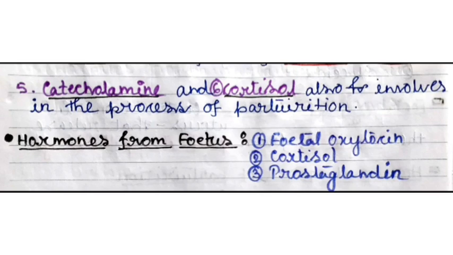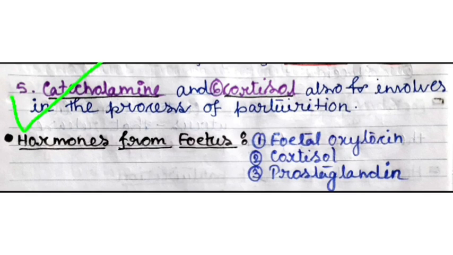The next is catecholamine. It is believed that the circulating adrenaline and noradrenaline might also increase the uterine contraction through alpha adrenergic receptors.